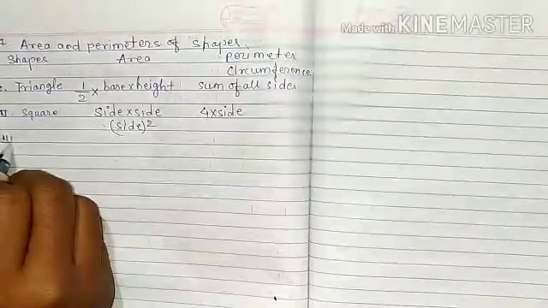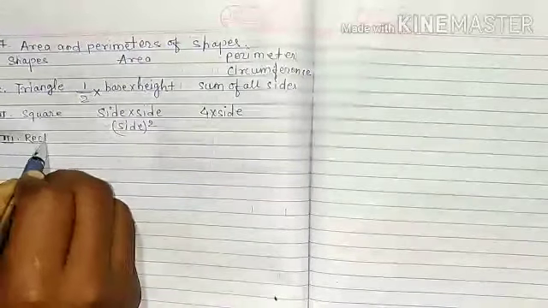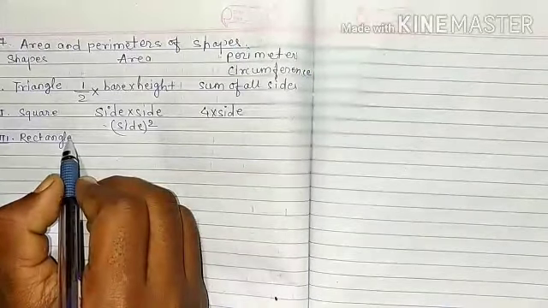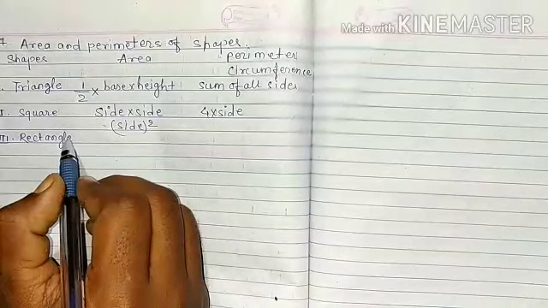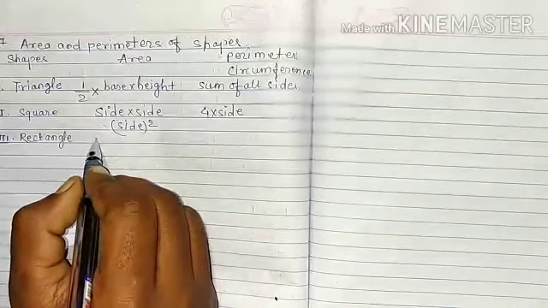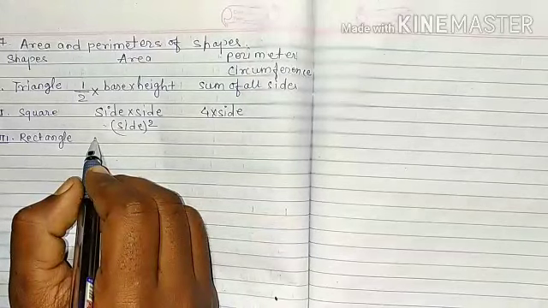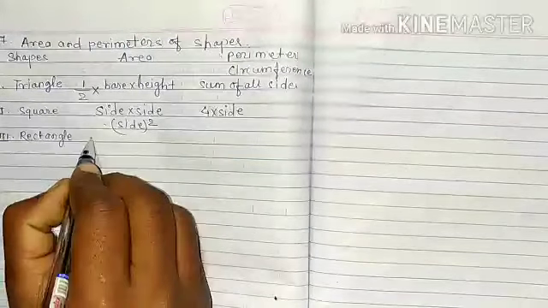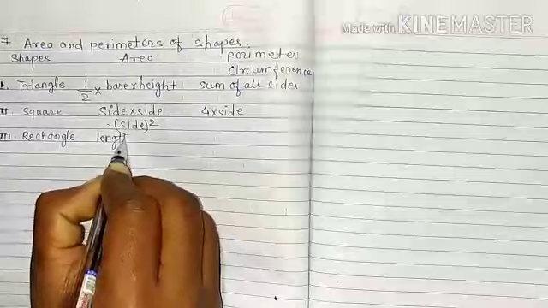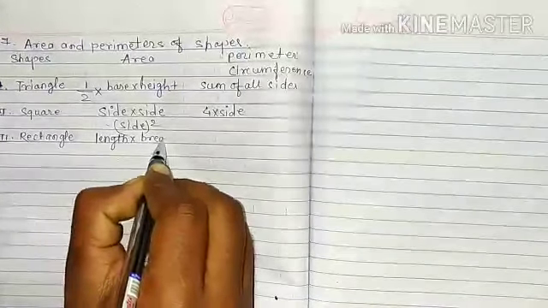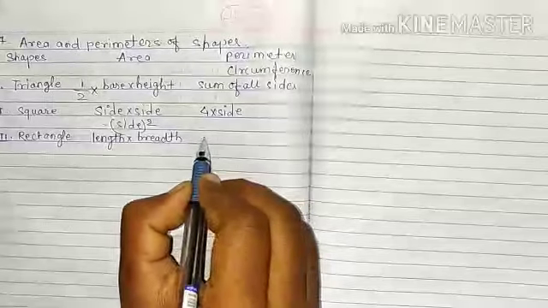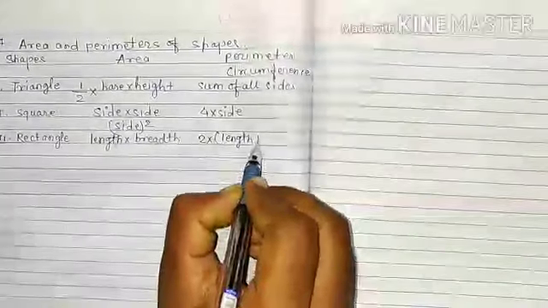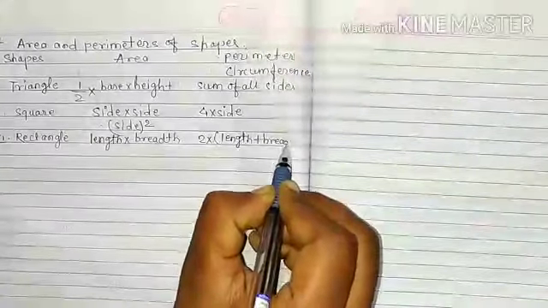And next, third, rectangle. In a rectangle having length and breadth, opposite sides are parallel and equal, and their diagonals bisect each other at the point of intersection, and their diagonals are also equal. Area of a rectangle is length into breadth, and perimeter of a rectangle is 2 into length plus breadth.